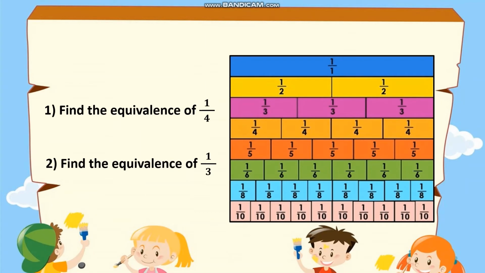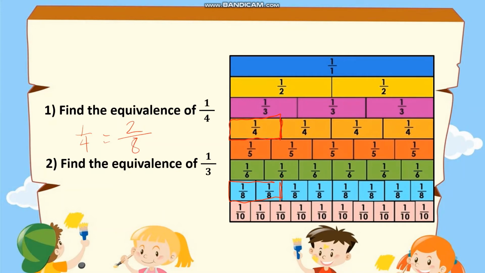Okay, find the equivalence of 1/4. Which one is equal to 1/4? So this is 1/4. Which one is equal to 1/4? So you will see that this line is equal to this line. So 1/4 is equal to 2/8. Okay, 1/4 is equal to 2/8.